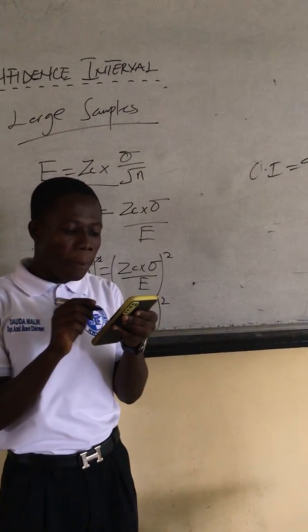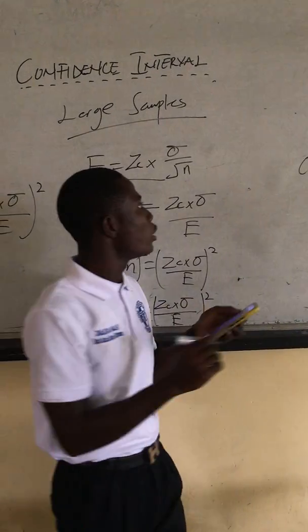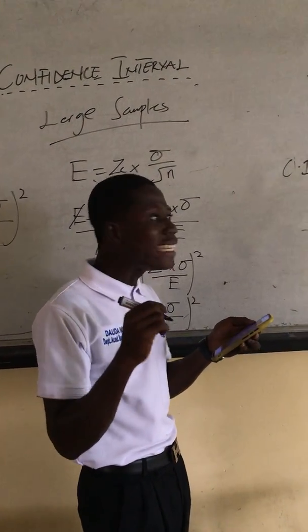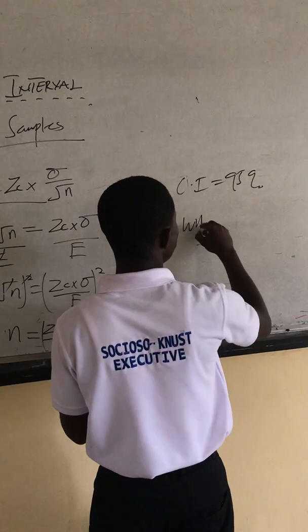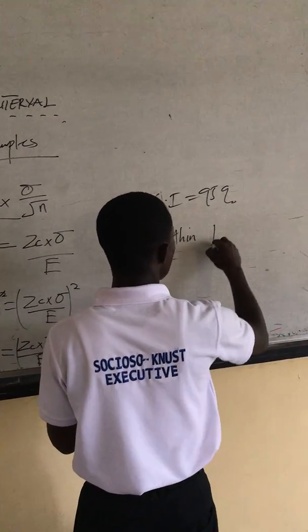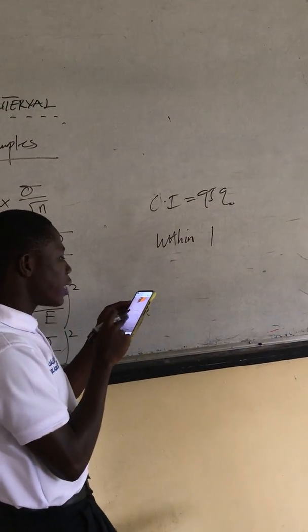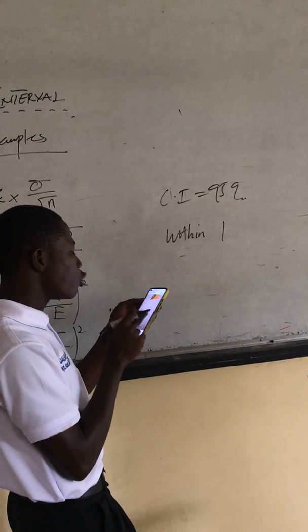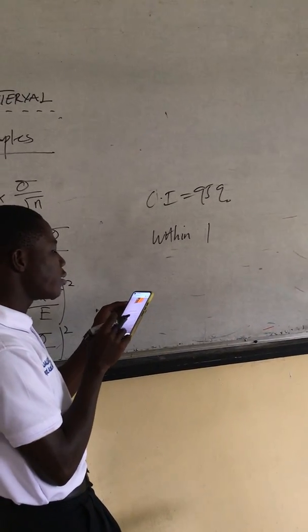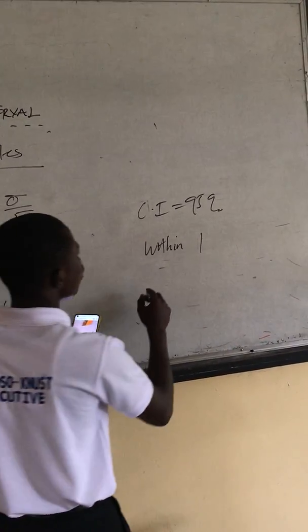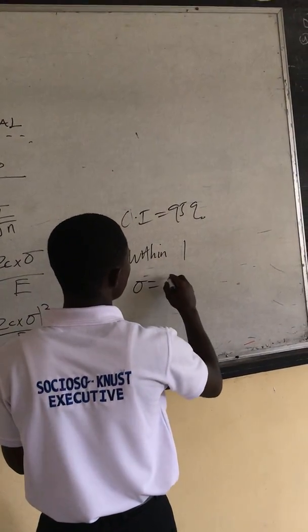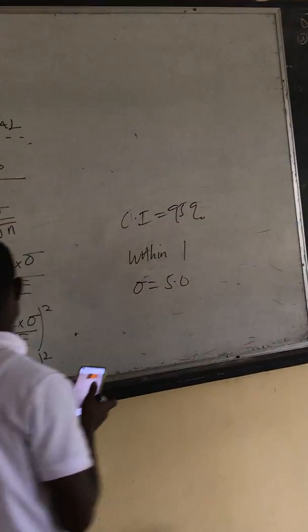That the sample mean is within one sentence of the population mean. Assume the sample standard deviation is 5.0. So the standard deviation is 5.0.